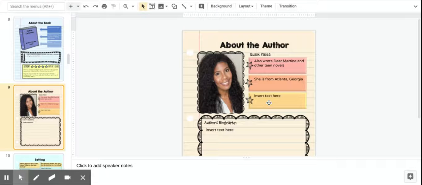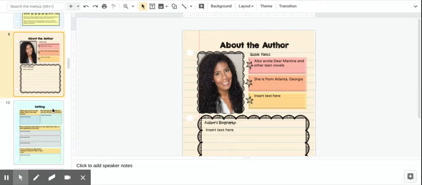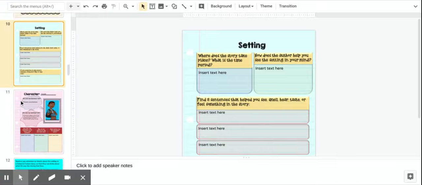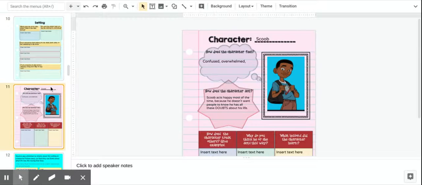About the author, this is definitely something that you can do more towards the end because you might be looking up more books about the author just to get more information about the author. Setting, I haven't really put much in here yet because in Clean Getaway, I know that they're going back and forth in time, so I'm just not really sure how I want to do that yet. But I'll tell you where I have started to add some information, and that's in the character slide.